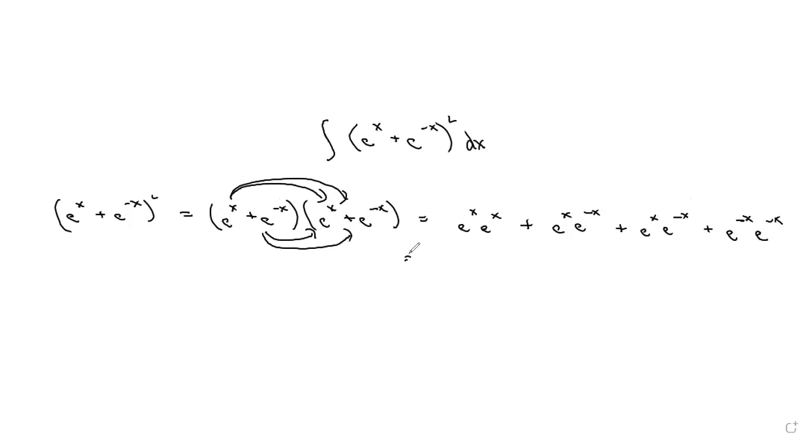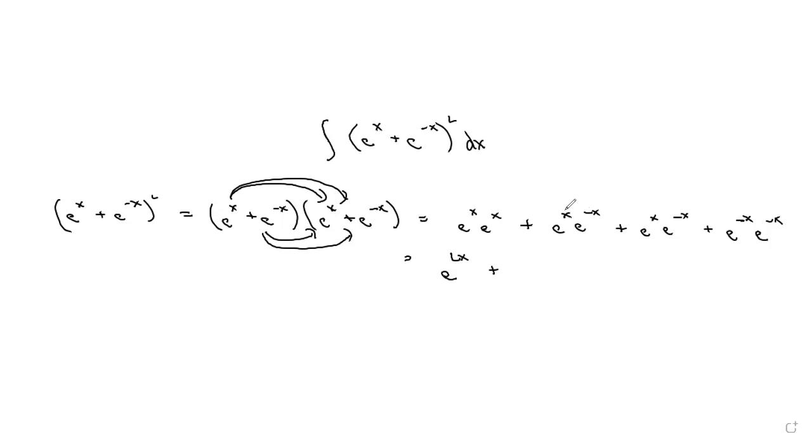Okay, so this looks pretty ugly, not looking too good, but have faith. So e to the x times e to the x, you just add the two x's, so that'll be e to the 2x. The other ones actually simplify really nicely.